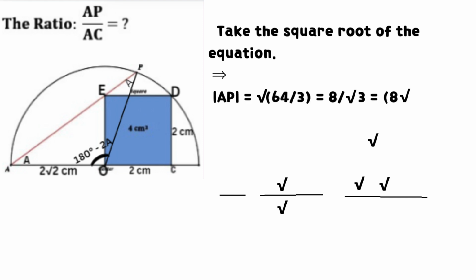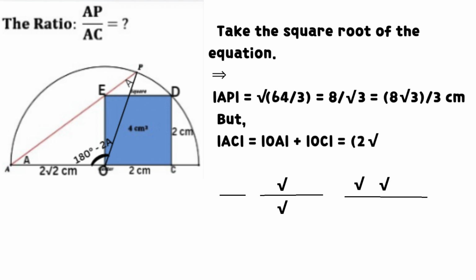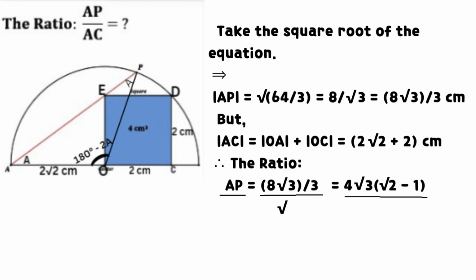Take the square root of the equation. It implies that line AP equals the square root of 64 divided by 3, which equals 8 divided by the square root of 3. The final result equals 8 times the square root of 3, all divided by 3 in centimeters.